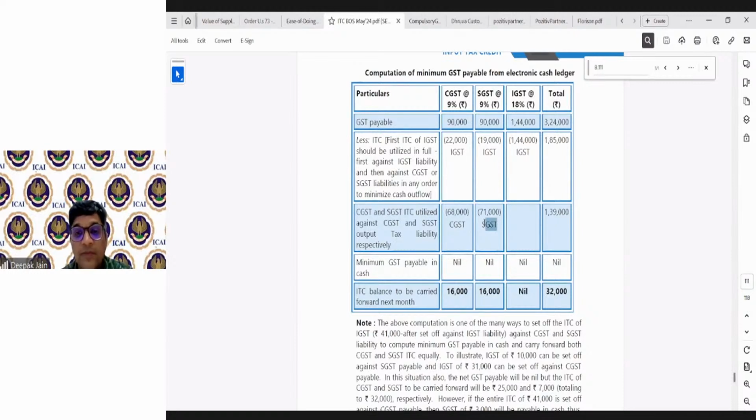So since you have credit of SGST to the extent of 71,000, you will utilize 19,000 of IGST for SGST payable and 22,000 of IGST credit against CGST liability, so that your ITC balance is also carried and you don't have to pay any cash amount. That is how this has been computed.